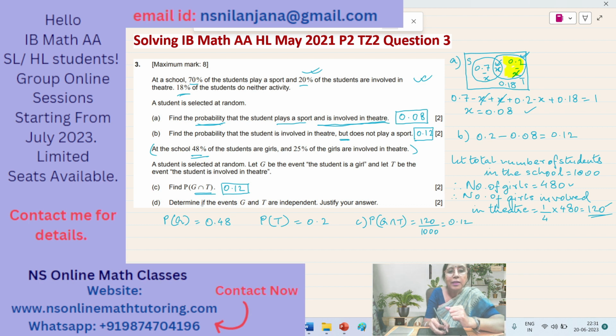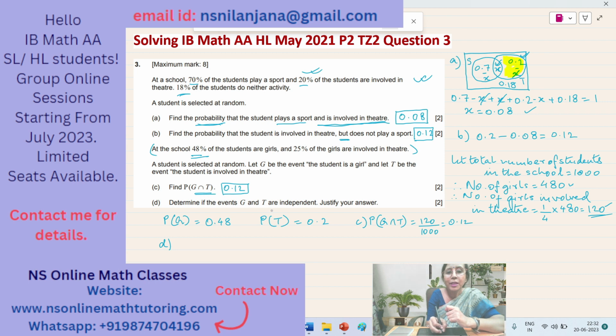Okay. Subpart D. Determine if the events G and T are independent, justify your answer. I hope you are being able to see. Let me just scroll up a bit. I don't think I'll be able to scroll up or down. I'm not being able to scroll actually. So let us continue over here.